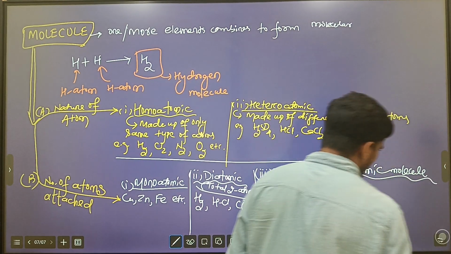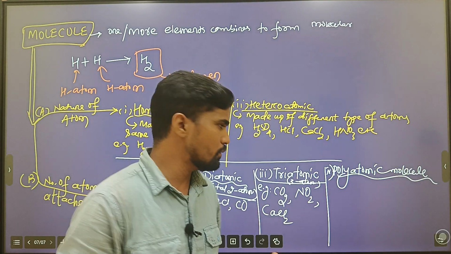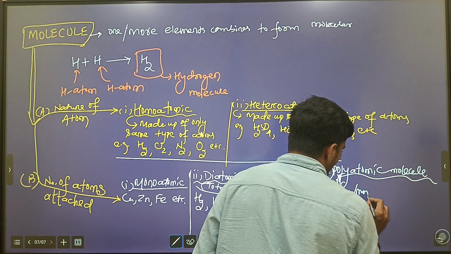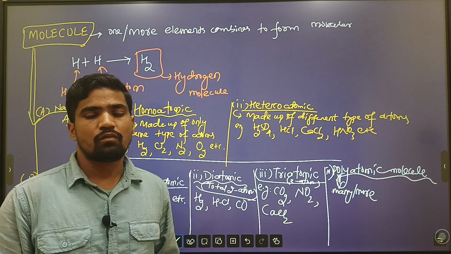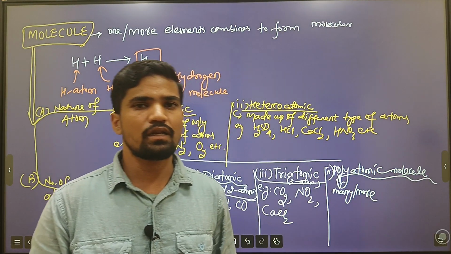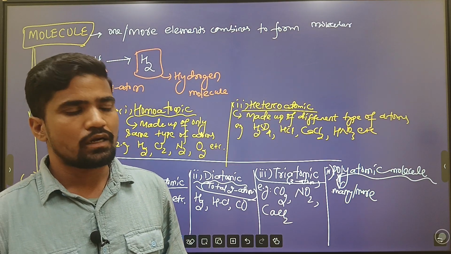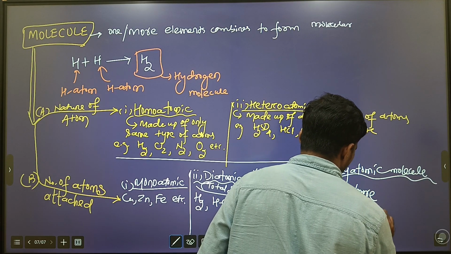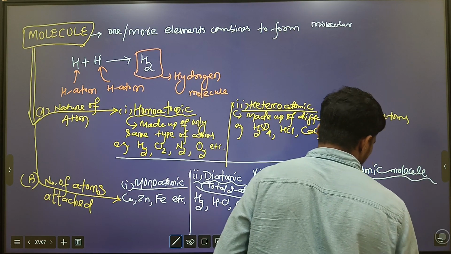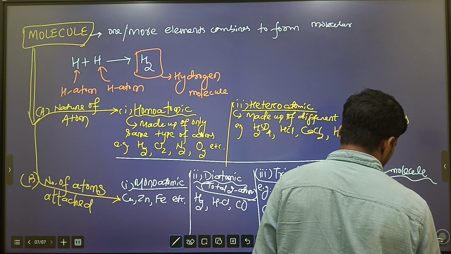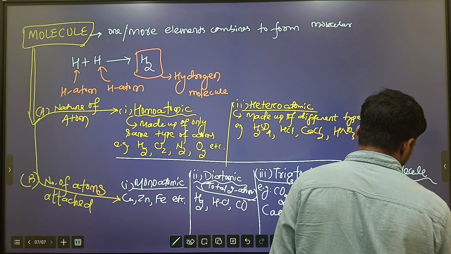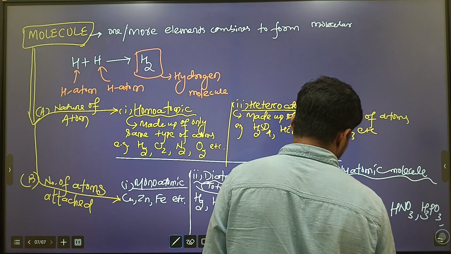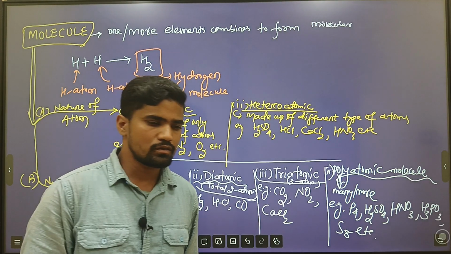Polyatomic means poly means many or more, that means more than three. The molecule which contains more than three atoms is called a polyatomic molecule. Examples: P4, sulfuric acid, HNO3, H3PO3 (phosphorous acid), and S8, etc. So these are the polyatomic molecules.